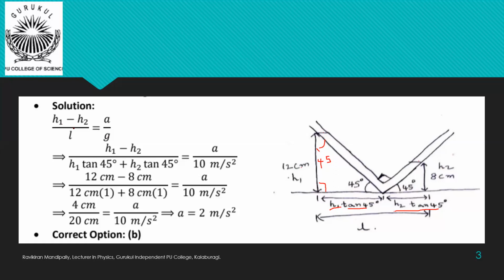So on substitution here, H1 and H2 as 12 centimeter and 8 centimeter, we are getting this relation. So here 4 centimeter by 20 centimeter is equal to A divided by 10 meter per second square, and solving we are getting A is equal to 2 meter per second square. So the correct option is option B.